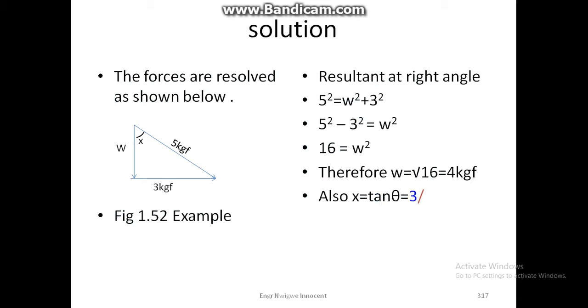Also, S, according to the law of trigonometry, tan S is equal to opposite over the base, which is 3 over 4, which will give us 0.75. Then getting the tan inverse of 0.75 will give us 36.9 degrees.